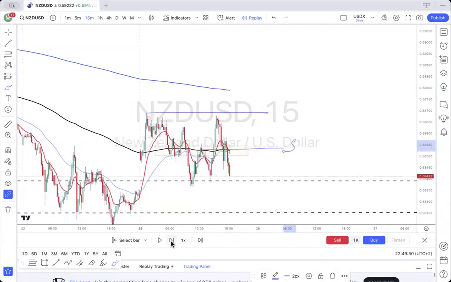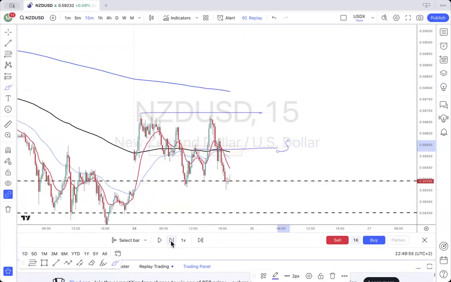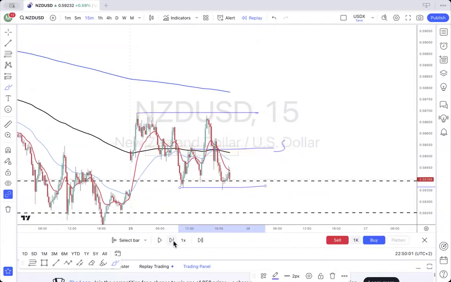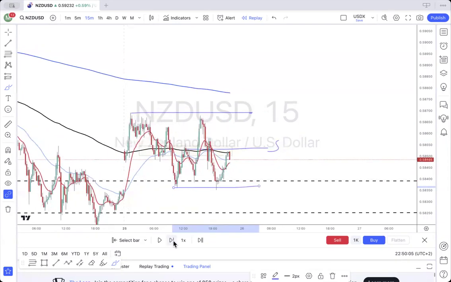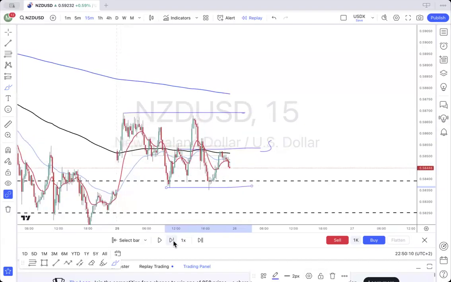Looks like we are back. They don't want to break that low. They don't want to break the low. Let's keep going. Now they're coming back to my entry, which is fine.